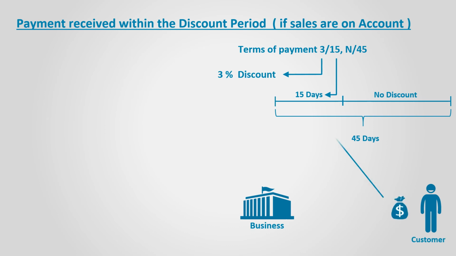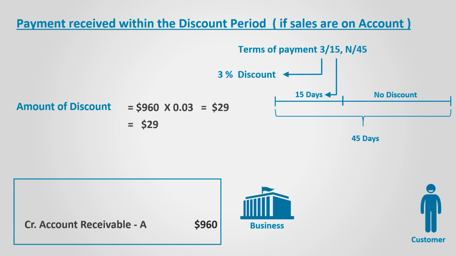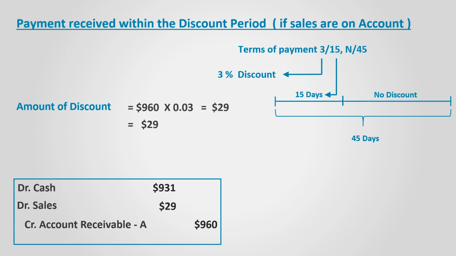Now let's assume that the customer paid within the discount period. The discount is equal to $29. The accounts receivable is credited by $960 as the customer does not owe the business anything after payment is done. Cash is debited by $931 as cash is received. Sales should decrease by debiting it by the amount of that discount as the sales are now less. However, this is not the correct practice.